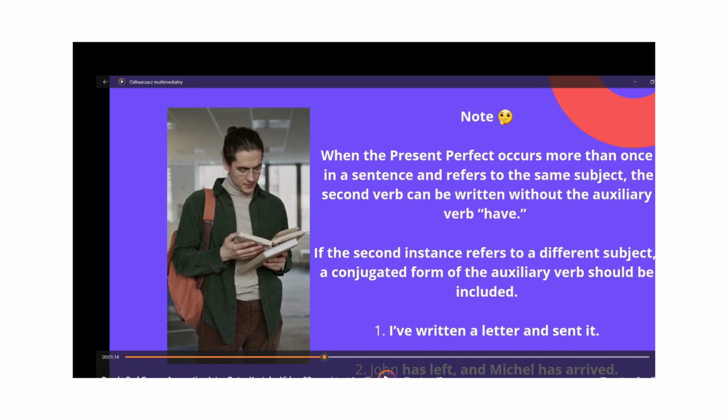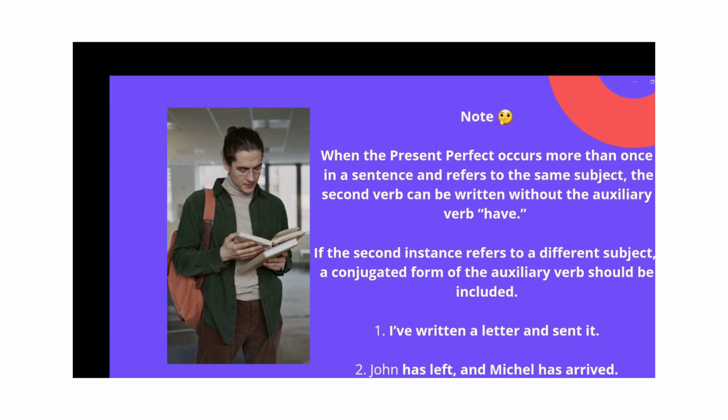Let's look at this very important note. When the present perfect occurs more than once in a sentence and refers to the same subject, the second verb can be written without the auxiliary verb have. If the second instance refers to a different subject, a conjugated form of the auxiliary verb should be included. For example, I've written a letter and sent it. John has left and Michael has arrived.